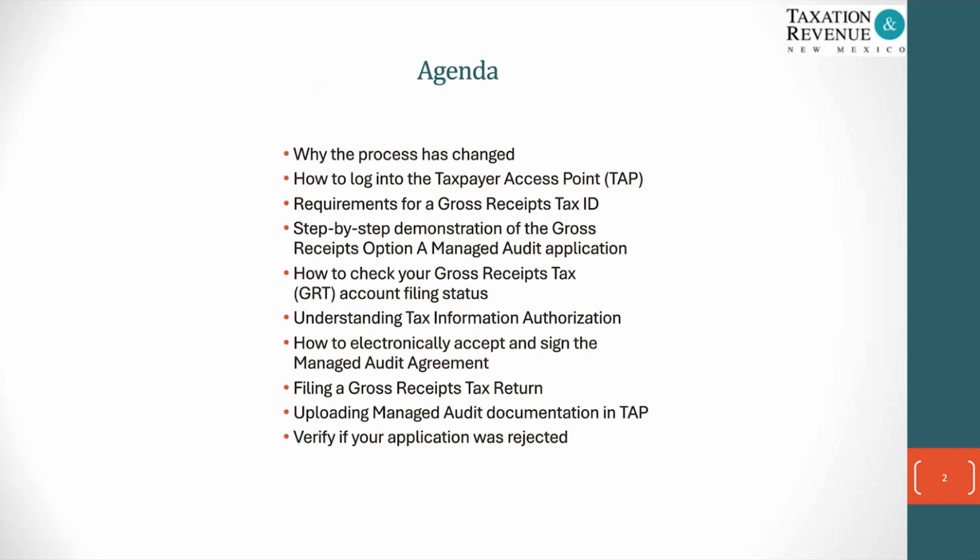In this video, we'll be covering the following topics: why the process has changed, how to log into the Taxpayer Access Point TAP, requirements for the Gross Receipts Tax ID, step-by-step demonstration for the Gross Receipts Managed Audit Option A application, how to check your Gross Receipts Tax GRT account filing status, understanding tax information authorization, how to electronically accept and sign the Managed Audit Agreement, filing your Gross Receipts Tax Return, uploading the Managed Audit documentation in TAP, verifying if your application was rejected.